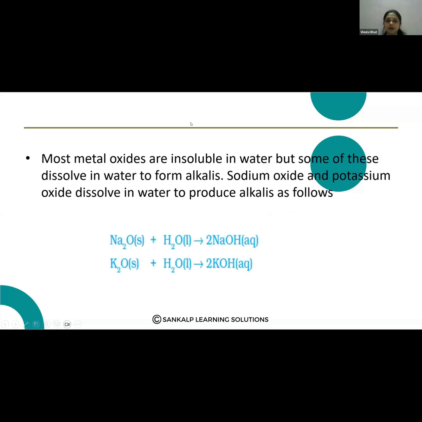Next one. Most metal oxides are insoluble in water, but some of them dissolve in water to form alkalis. Sodium oxide and potassium oxide dissolve in water to produce the alkalis as follows. See here, most of the metal oxides are insoluble. For example, sodium oxide, potassium oxide. But when they react with water, they form alkalis like sodium hydroxide and potassium hydroxide. So how can you conclude?